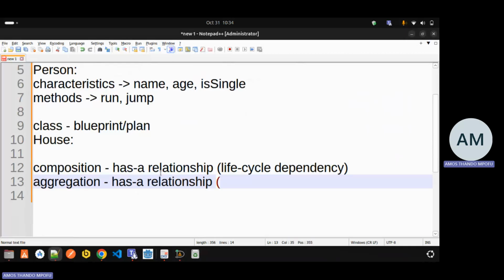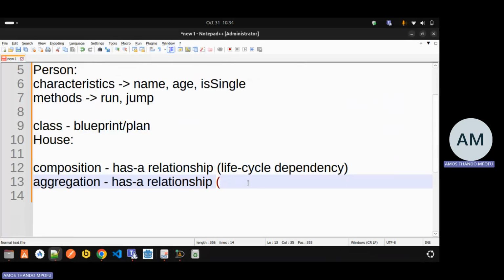What does that mean? For example, if I eat bad and eat unhealthy, I have a heart attack. That means I'm polluting my heart. I'm eating things that do not go well with the heart, and they end up causing me a heart attack. So its life cycle is dependent on the person. So we need to really understand composition, right?